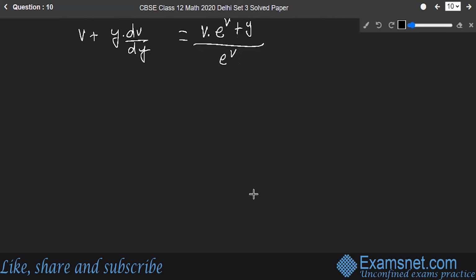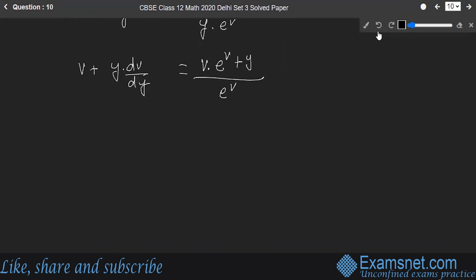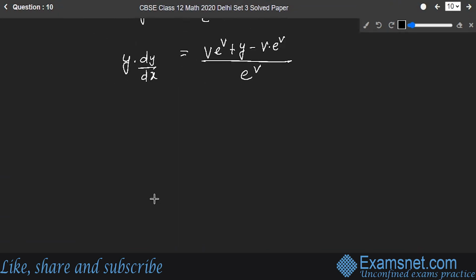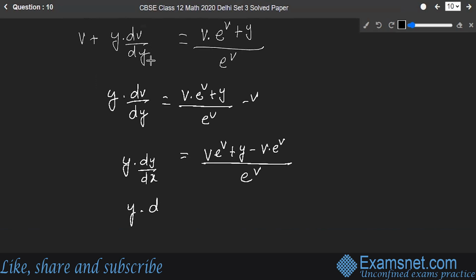Hope you got that. So let's take this v on the right hand side. You will have y into dv upon dy is equal to v into e raised to power v plus y upon e raised to power v minus v. So this will be v into e raised to power v plus y minus v into e raised to power v, divided by e raised to power v. That's y into dv upon dy.